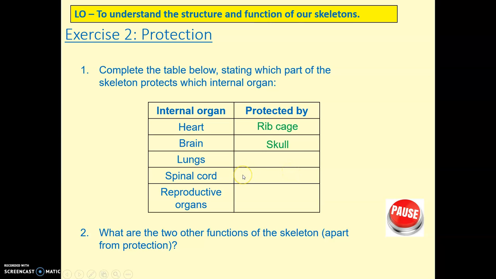The lungs are protected by the rib cage as well. Spinal cord is protected by the spine or the vertebrae as well. And reproductive organs are protected by the pelvis, which is your hip bone.